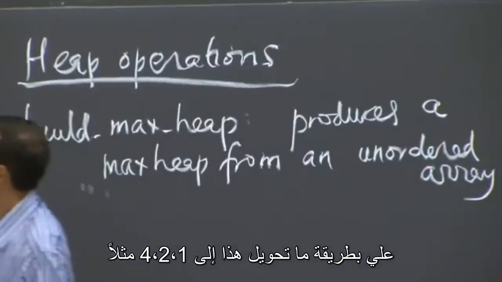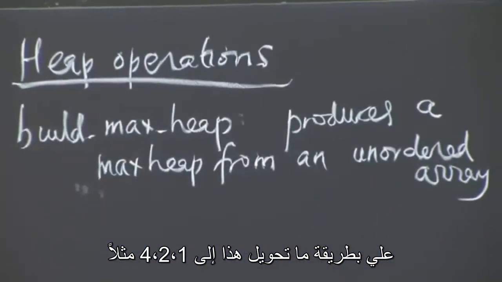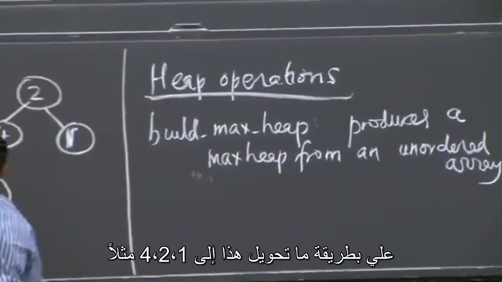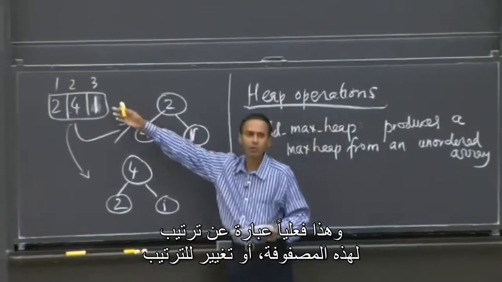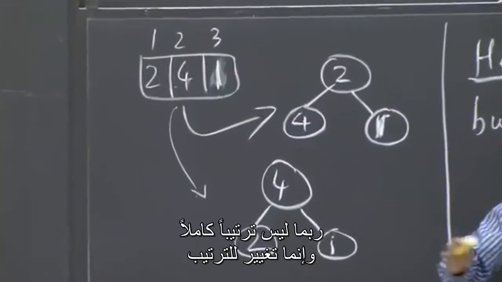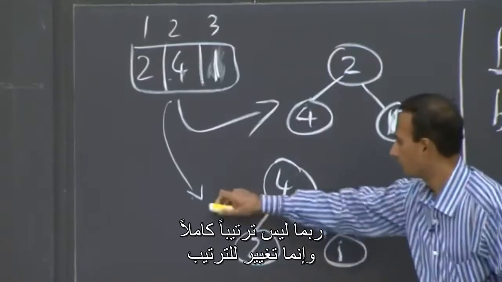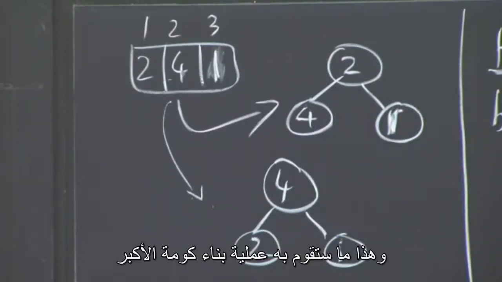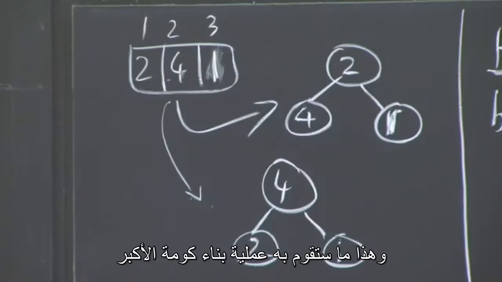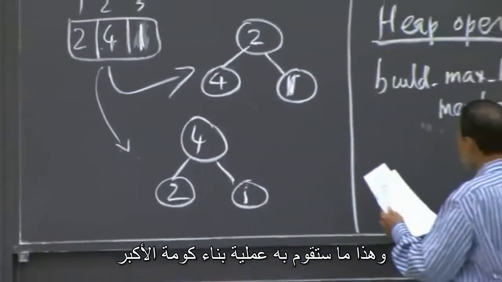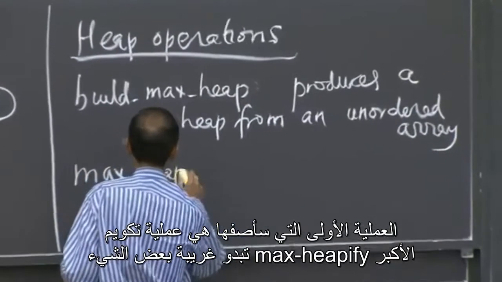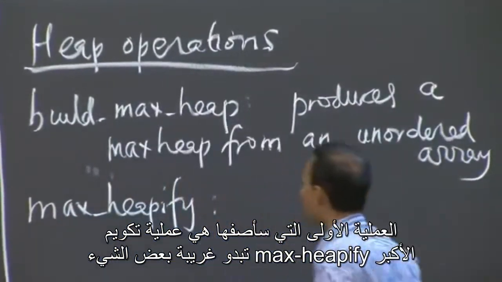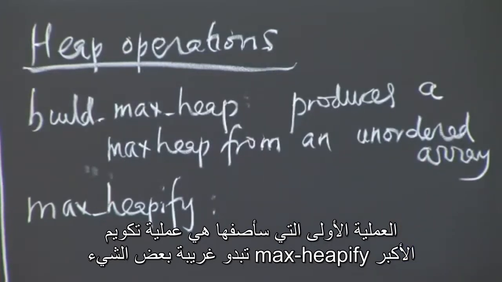Somehow I've got to turn this into, for example, 4, 2, 1, which is in effect sorting this array, or changing the order. Maybe not fully sorting it, but changing the order. That's what build max heap is going to have to do. In order to do build max heap, the first procedure that I'm going to describe to you is called max heapify.